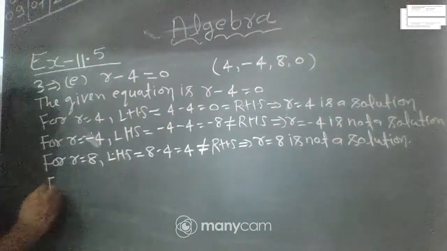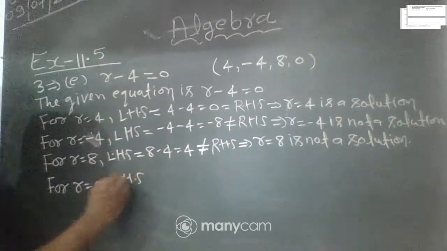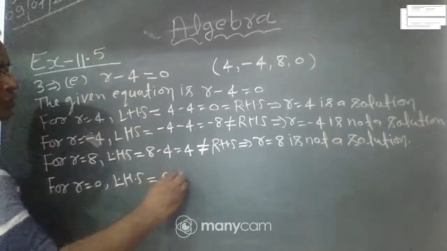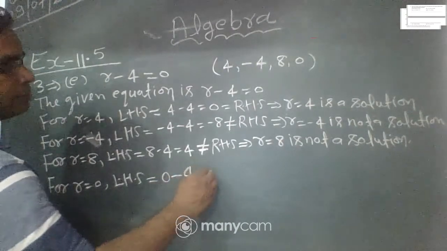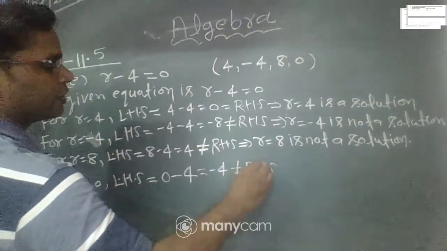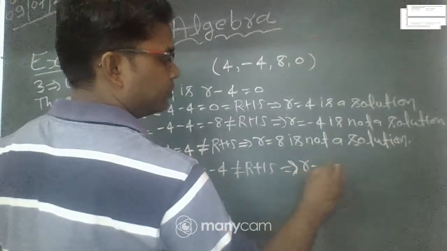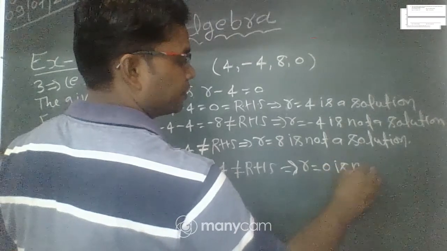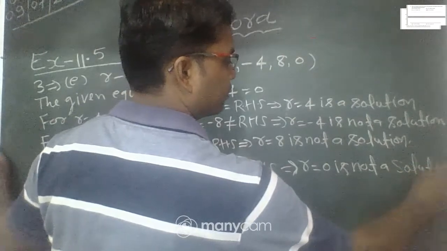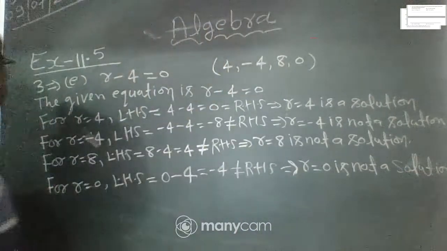And at last we put r is equal to 0. So you write here, for r is equal to 0, what happened in the left hand side? r minus 4 is the left hand side, and then we put the value of r as 0. This becomes 0 minus 4, which is minus 4, and this is not equal to the right hand side because the right hand side is 0. So this implies that r is equal to 0 is not a solution. Clear?